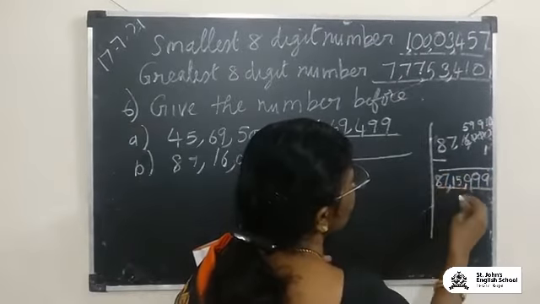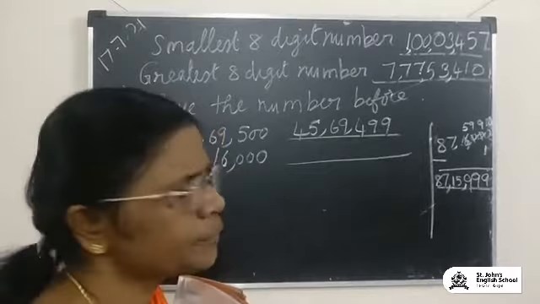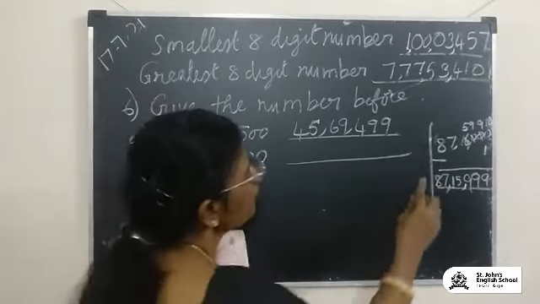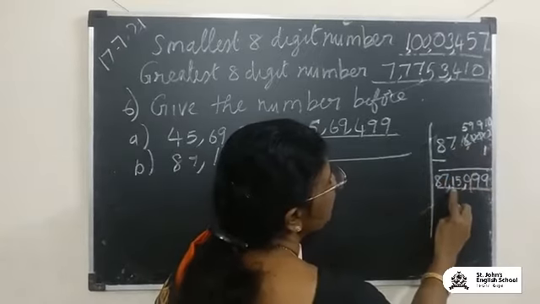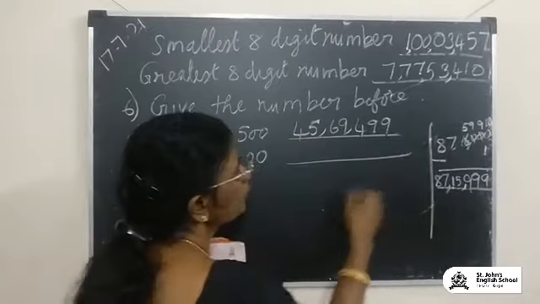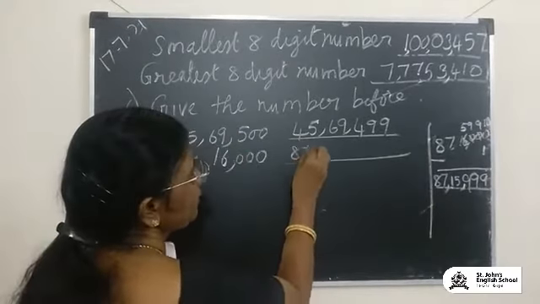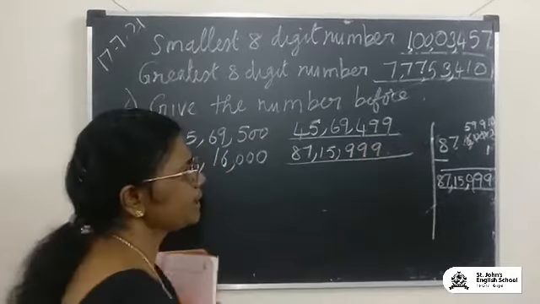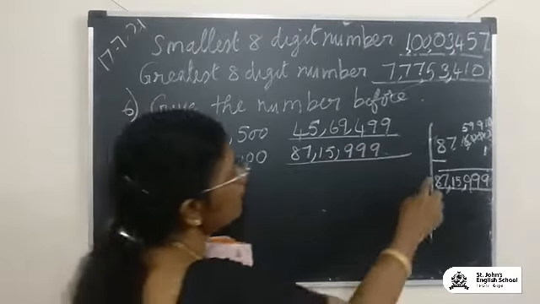Then the same numbers will follow. So this is going to be 87 lakhs 15,999, because 16,000 will have the previous number 15,999. You can write 87 lakhs 15,999. So this is the ordinary subtraction.